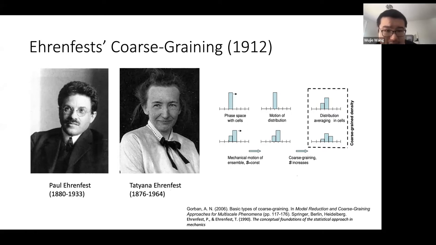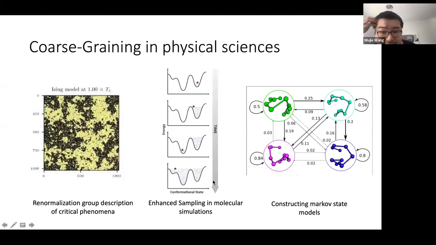Okay, so this is the first account of coarse-graining maybe in history. And nowadays, this idea of dimension reduction or finding critical reduced representations has been very popular in physical science. On the left, we have the renormalization group for critical phenomena, especially in phase transitions, and also the idea of a low-dimensional structure, or finding the right coarse-grained coordinates, is very important for enhanced sampling in molecular simulations. And another type of coarse-graining that has been very popular is to coarse-grain a molecular conformation into discretized states, so that you can construct Markov state models. So that is another type of coarse-graining.